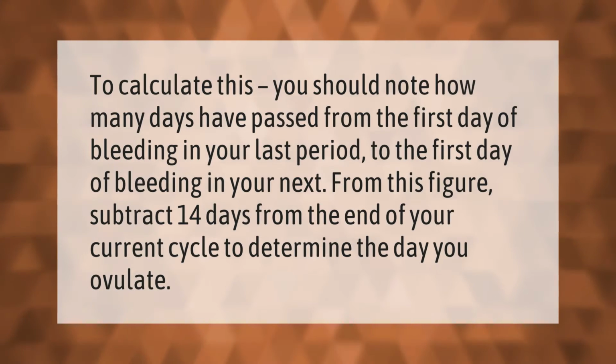To calculate this, you should note how many days have passed from the first day of bleeding in your last period to the first day of bleeding in your next. From this figure, subtract 14 days from the end of your current cycle to determine the day you ovulate.